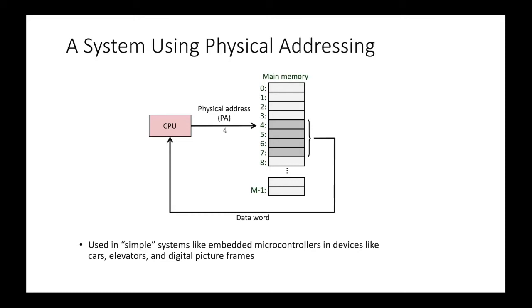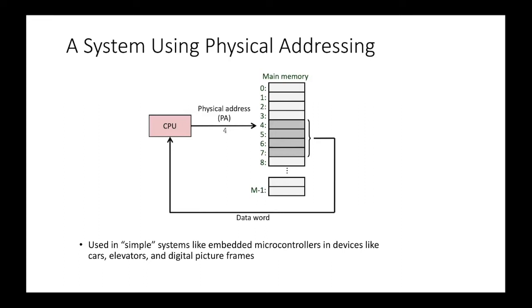Let's talk about virtual memory. In general, we have two memory addressing systems. One is physical addressing systems, and the other is virtual addressing systems. The physical addressing system is straightforward. The CPU issues the physical address, and memory is accessed with that physical address without any change.